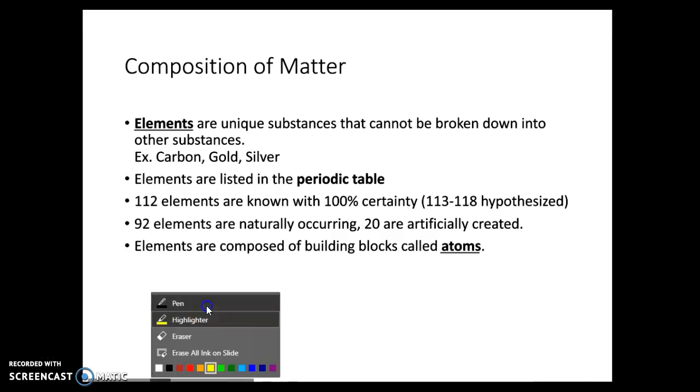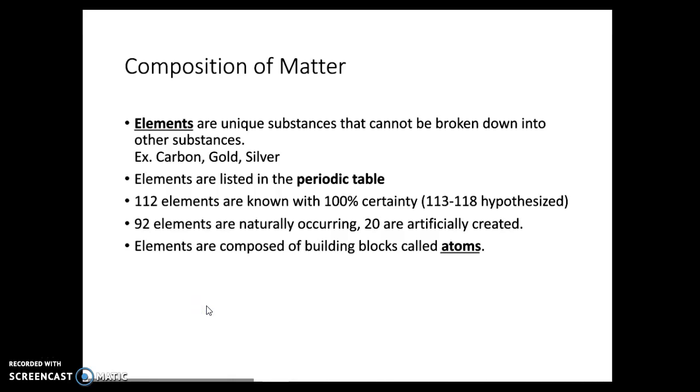Here we go. So we talked about matter and energy, and now we're going to talk about what makes up matter. Matter is made up of pure substances that are called elements, okay? And elements are arranged in a beautiful table that you probably saw in chemistry called the periodic table. The definition of an element is that it is a unique substance that cannot be broken down into any other substances, okay? But elements are made up of pure atoms of, say, carbon and gold and silver.